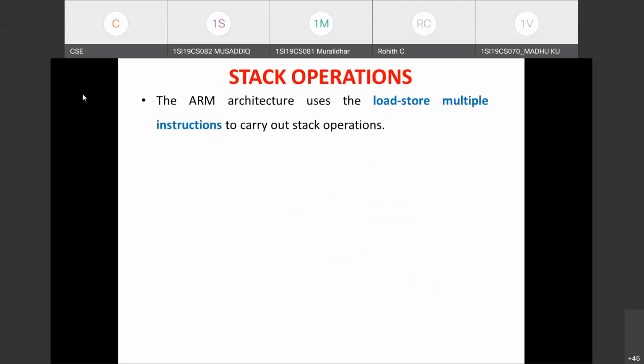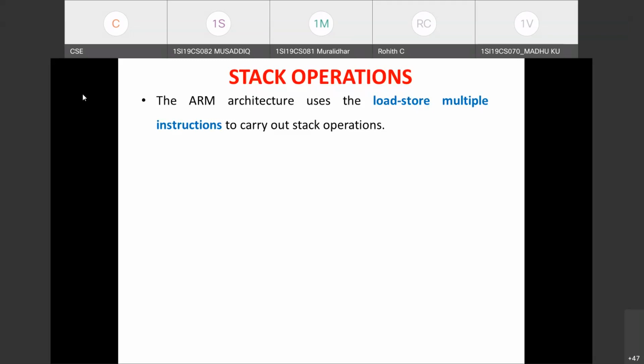As I told, the ARM architecture uses load store multiple instructions to carry out the stack operations. You know the stack operations supported. It is push operation to insert the data to the stack, and pop operation to retrieve the data from the stack. So stack means it is a memory space where we are going to write the data, from which we are going to retrieve the data. So how is the push operation implemented in ARM architecture, and how is the pop operation implemented?